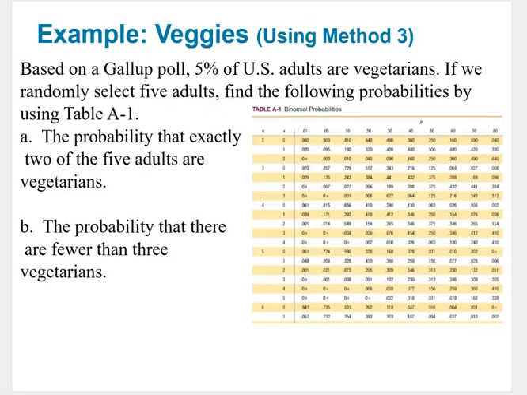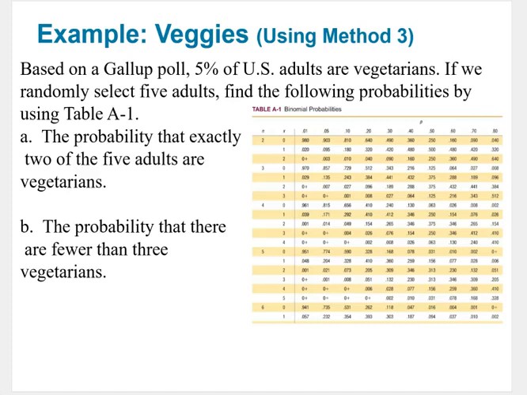But let me give you an example where you could actually just use the table that's in your book. I just screenshotted the table that's in your book, and we're going to go through this example and use it. Based on a Gallup poll, 5% of adults are vegetarians. If we randomly select 5 adults, find the probability, using the table, that exactly 2 of them are vegetarians.